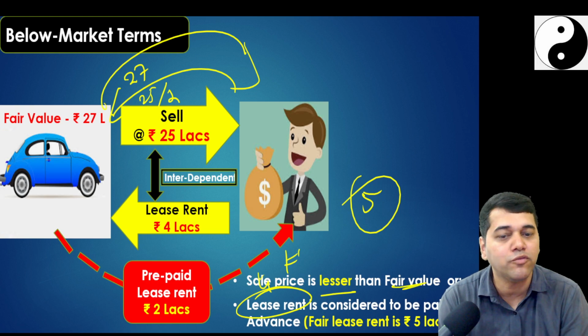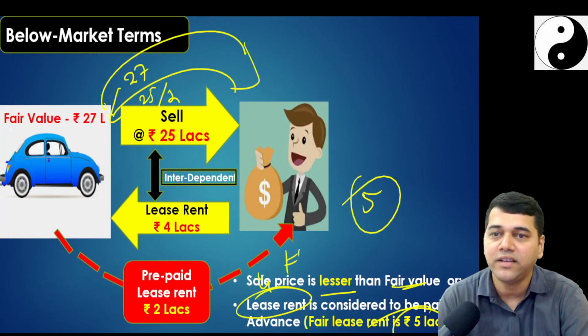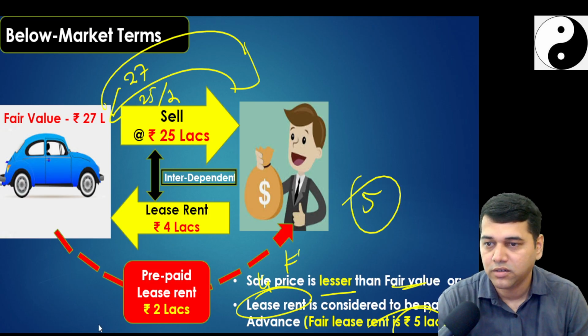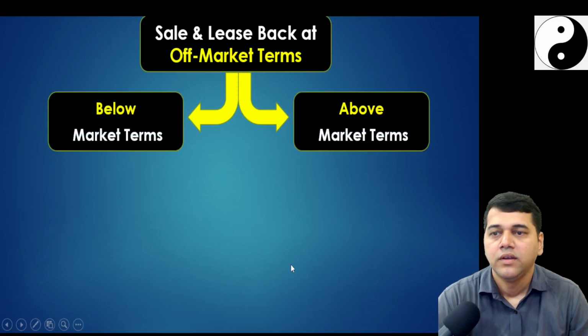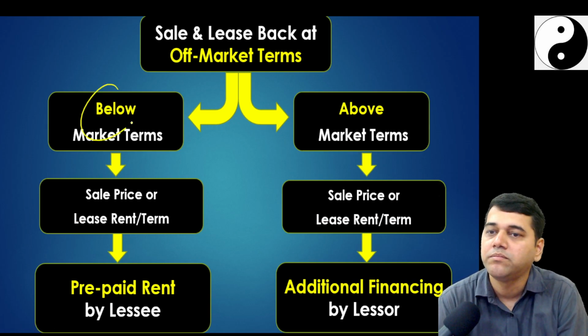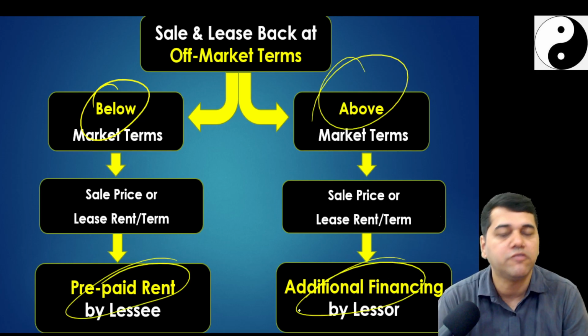This is fair value. This is what we want, because fair rent is 5 lakhs. That's why they said this. Okay, I just show you that chart, because you should understand and appreciate it. That's why they say that if the sale has happened below the market term, the differential will be prepaid rent. Above the market term, it will be an additional financing.